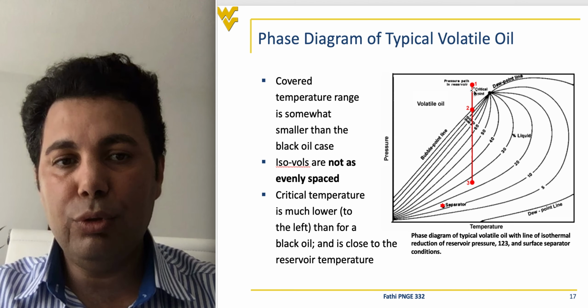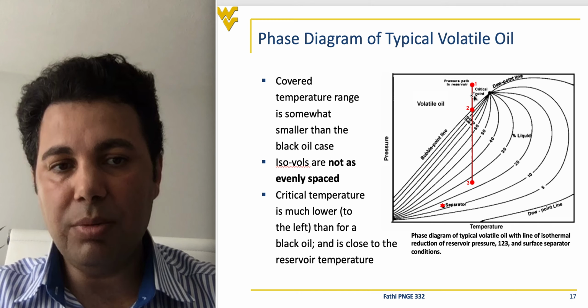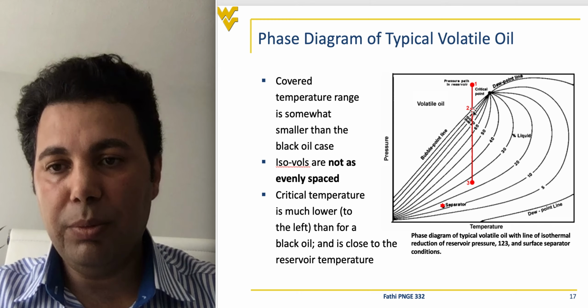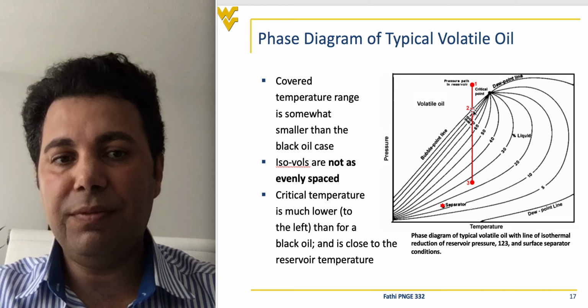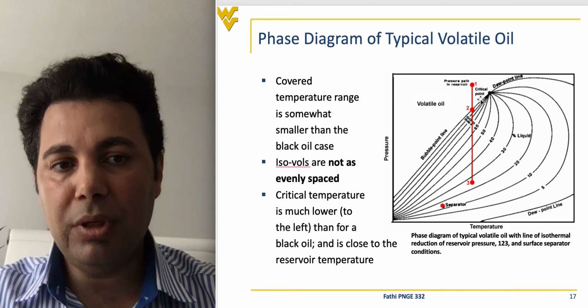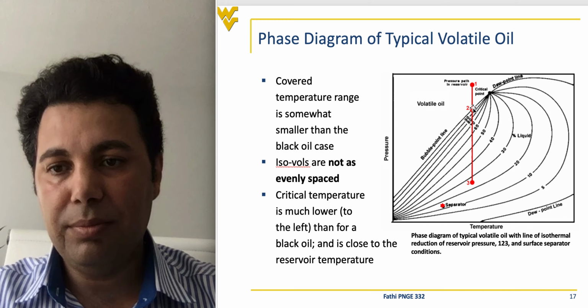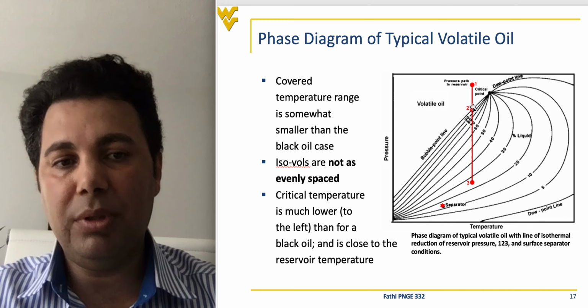And as we produce from this reservoir, the pressure drops at a constant temperature. It's still in the liquid phase until we hit the bubble point. When we hit the bubble point line, the first gas bubble comes out. So this bubble point line is actually 100% liquid. Theoretically, the first gas bubble comes out.